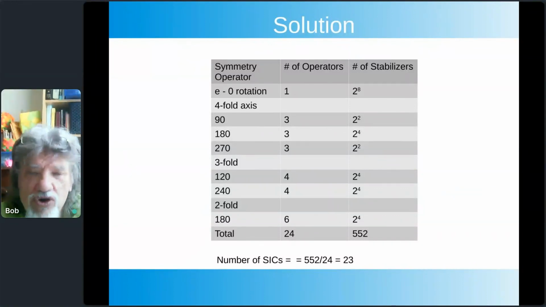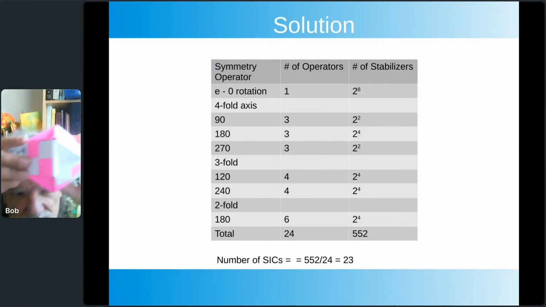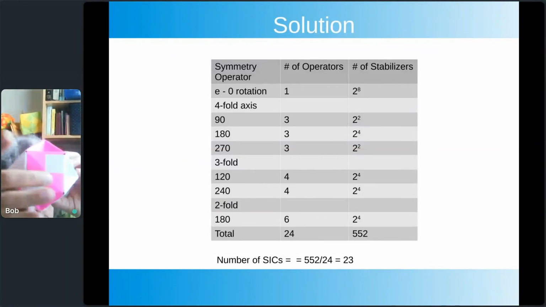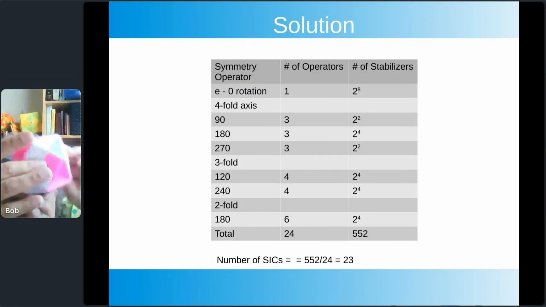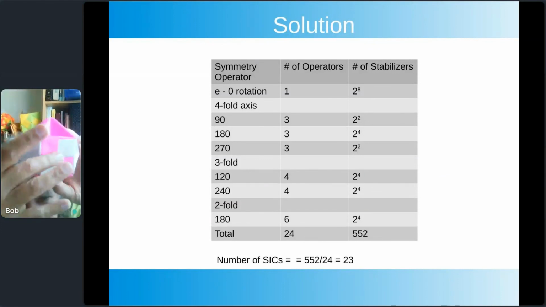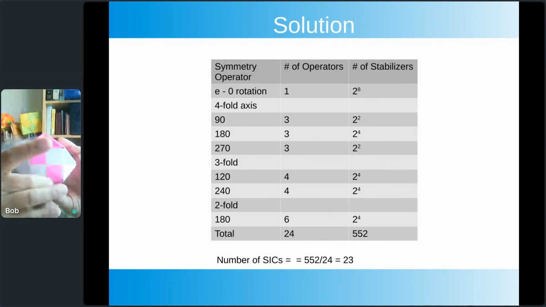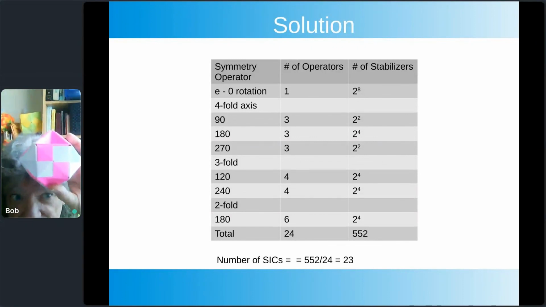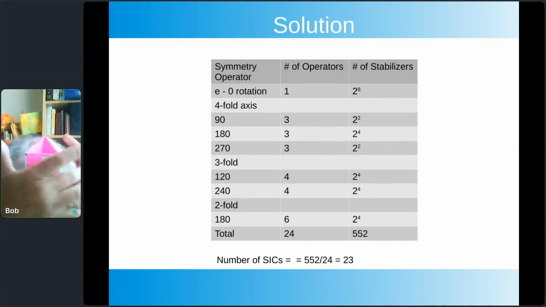For 180, same issue on the fourfold axis, the 180 rotation. The only way this and this are going to be exactly the same is if the opposite pairs are exactly the same. So this has to be the same as this. These 2 we don't care about because they're not affected, but these 2 have to be the same to make it work.